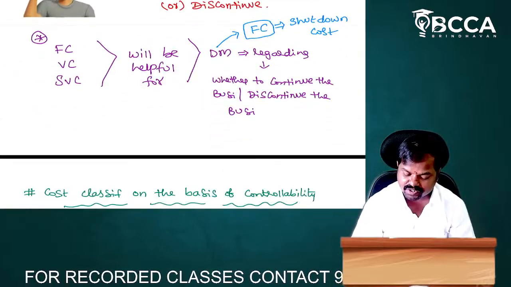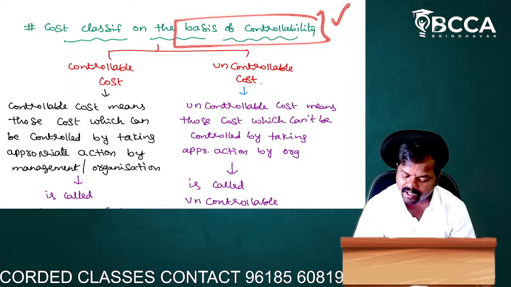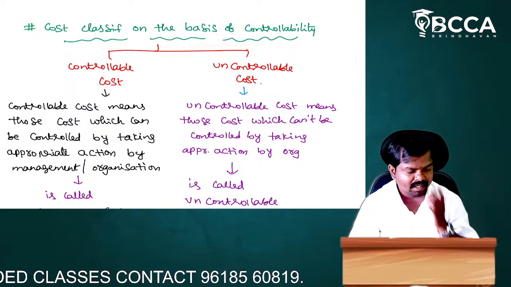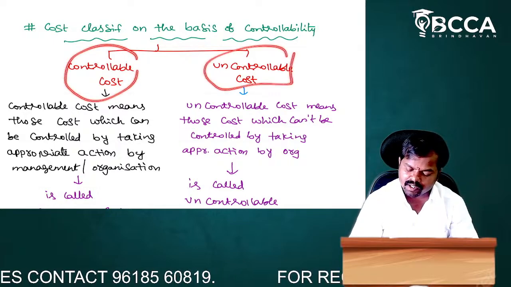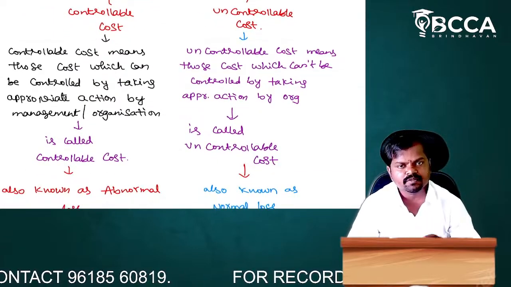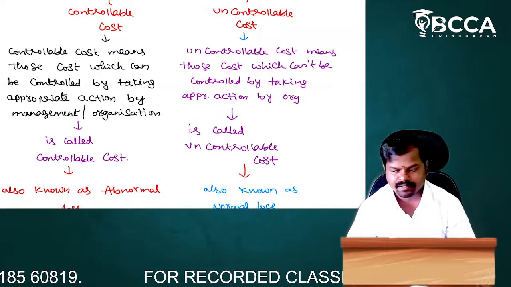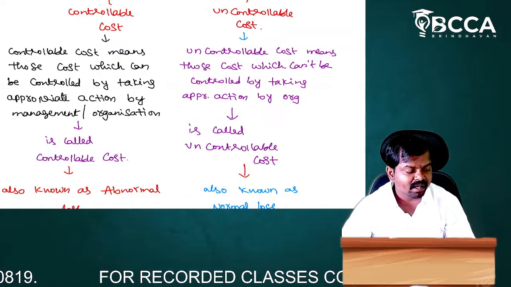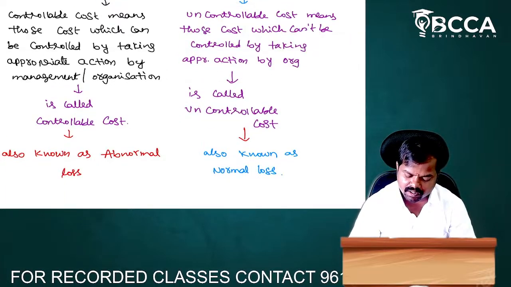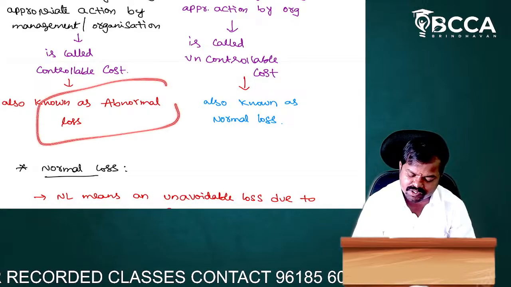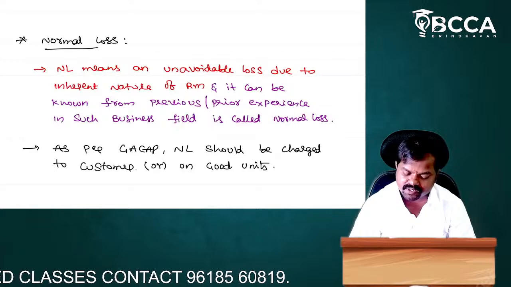Clear. Next, we discussed cost classification on the basis of controllability. On the basis of what? Controllability. Okay. Controllable cost, uncontrollable cost. Controllable cost means cost which can be controlled if the management takes proper action. Is it clear? If management has not taken any proper action, then such cost shall be referred to as uncontrollable cost. Controllable cost is also known as abnormal loss. Uncontrollable cost is also known as normal loss.